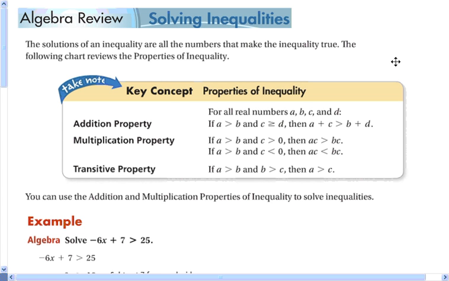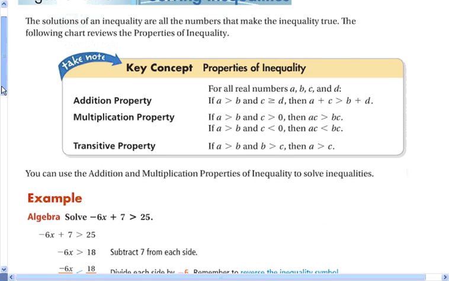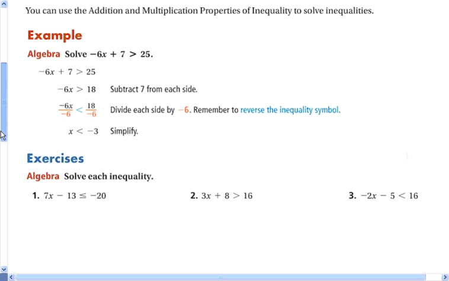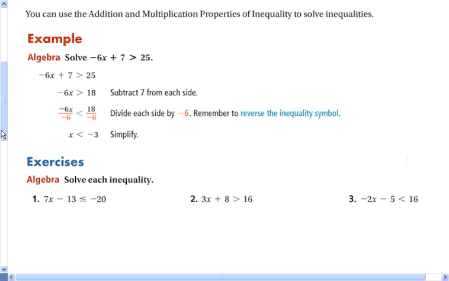There's also the transitive property of inequalities. All those work with inequalities. Here's an example. You can check that out. Remember when dealing with inequalities that if you multiply or divide by a negative, you have to reverse the sign.